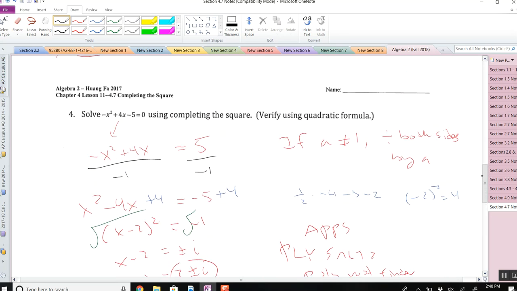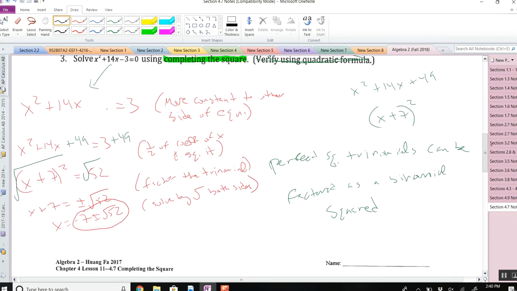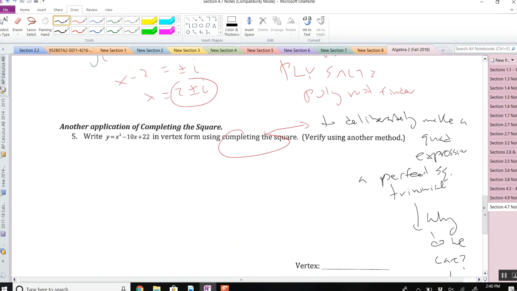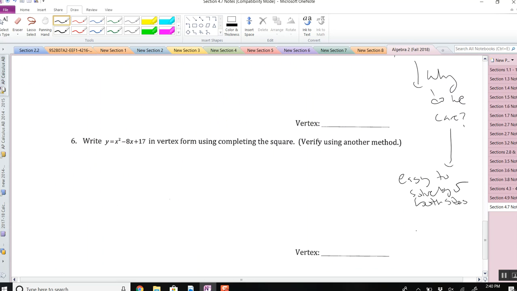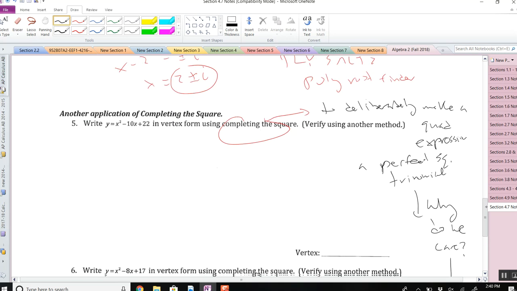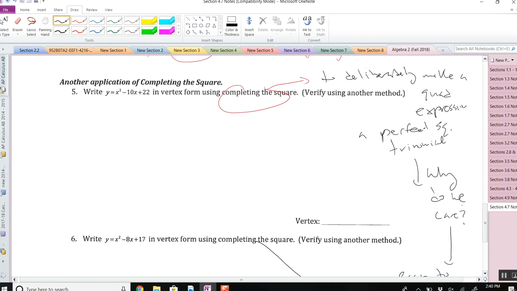So instead of using the quadratic formula, and of course these are not factorable given how the answers look, that's what we do. And by the way, it always works. The completing the square process always works. Doesn't matter what you got. So here are a couple of other applications.